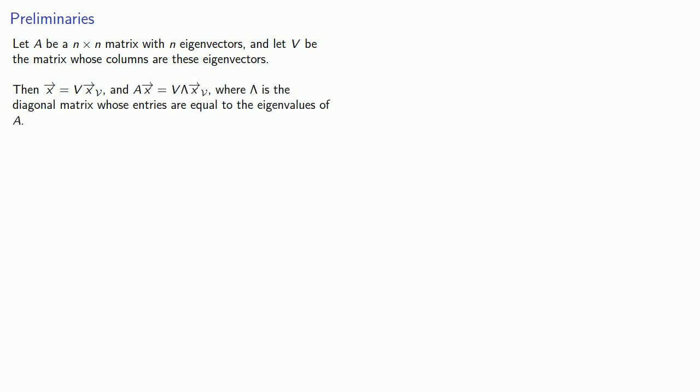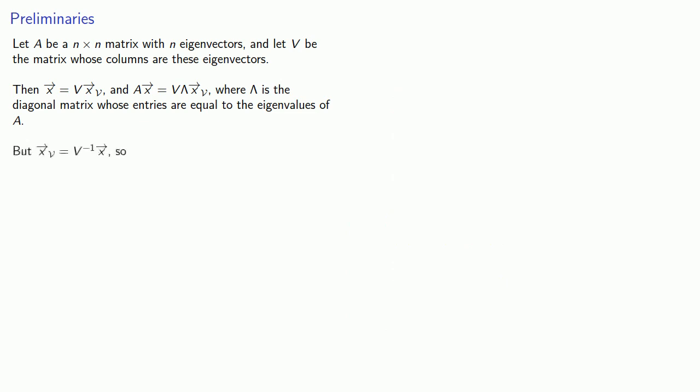So let's put these things together. Suppose A is an n by n matrix with n eigenvectors, and let V be the matrix whose columns are these eigenvectors. Then any vector X can be represented as the matrix V acting on the coordinates of X with respect to V. And so A acting on X is going to be V times lambda times the coordinates of X with respect to V, where lambda is the diagonal matrix whose entries are equal to the eigenvalues of A.